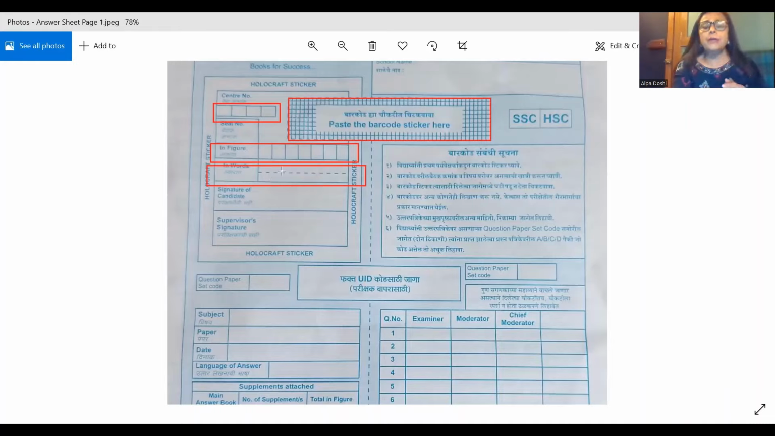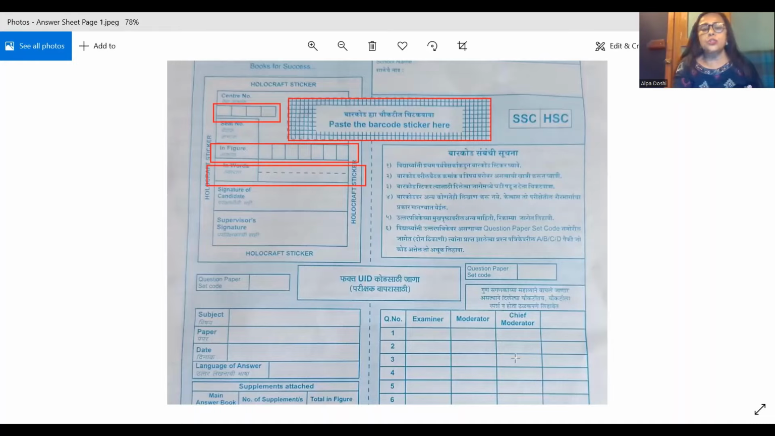Please make sure you fill up these details, match the sticker that the supervisor is handing over to you and stick it exactly in this box, and you will find that the perforated section comes right about this. So this is what we have in the first part.